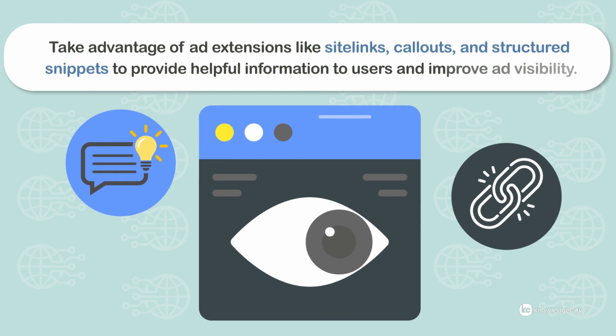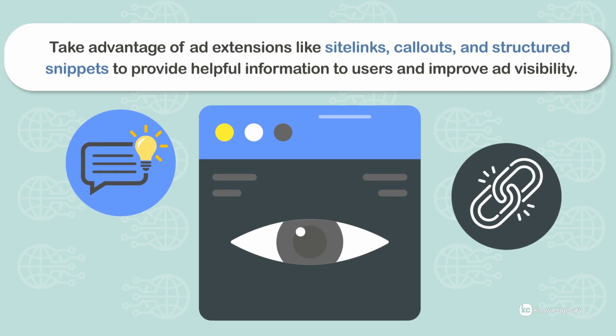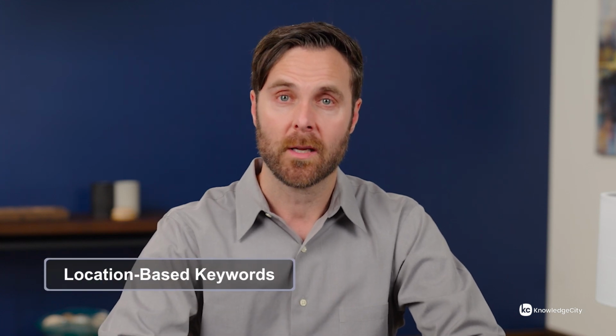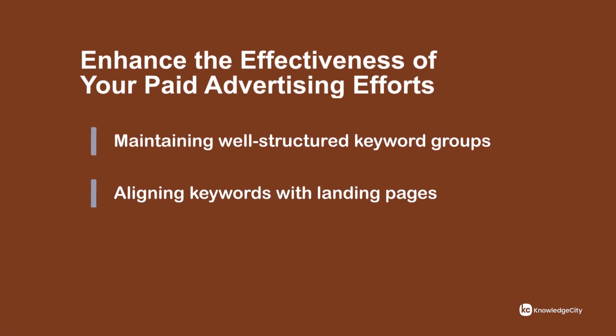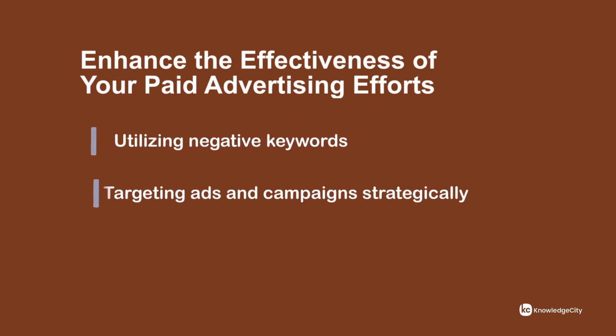Take advantage of ad extensions like site links, callouts, and structured snippets to provide helpful information to users and improve ad visibility. Use location-based keywords and targeting to reach users in specific geographic areas relevant to your business. Optimizing paid search with keywords involves meticulous planning, organization, and continuous refinement. By maintaining well-structured keyword groups, aligning keywords with landing pages, focusing on quality scores, utilizing negative keywords, and targeting ads and campaigns strategically, you can enhance the effectiveness of your paid advertising efforts.